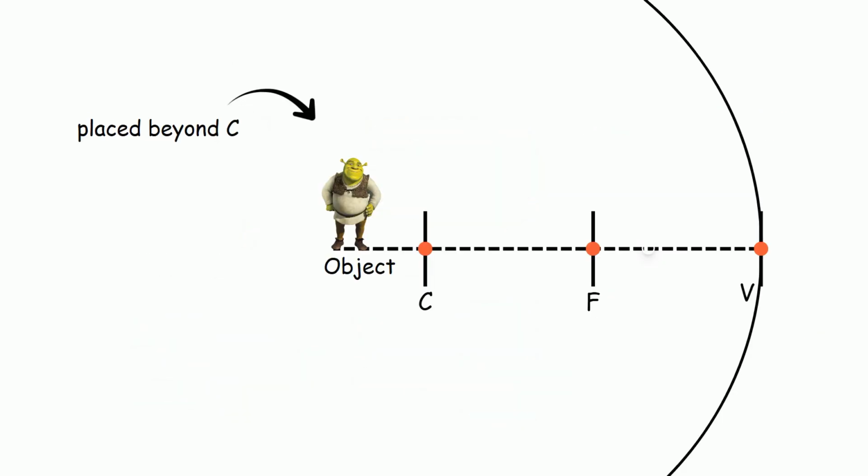Let's start with our concave mirror. So assume we have Shrek here as our object and he is placed beyond the center of curvature. So unsa may image aning ato Shrek nga rin na object using the ray tracing.